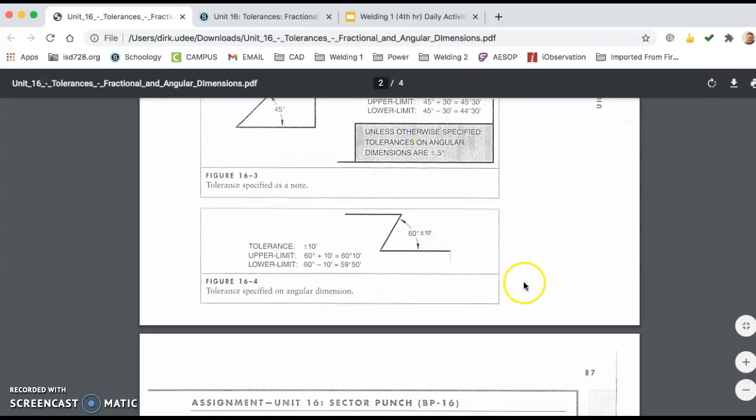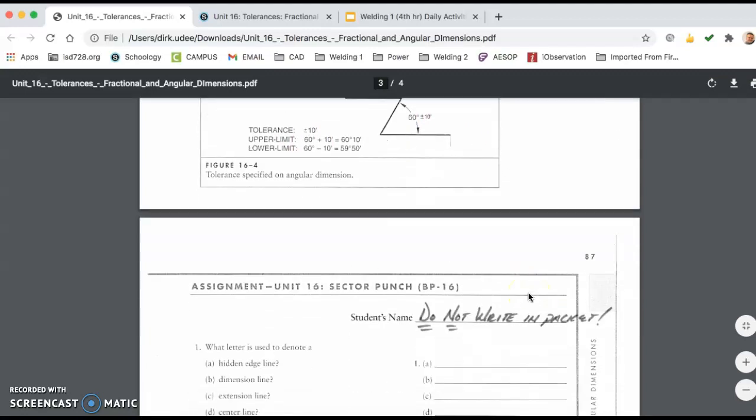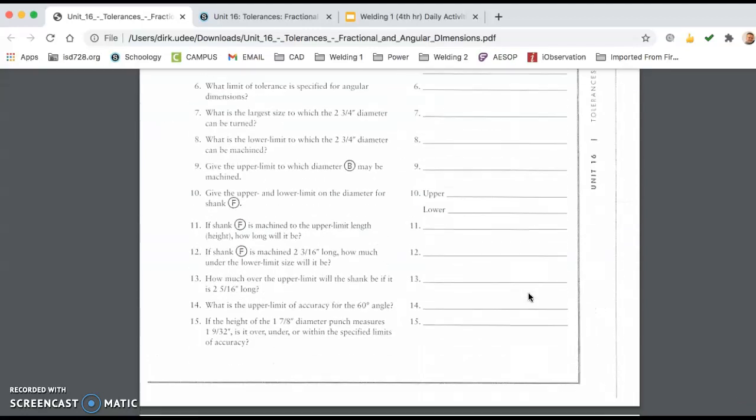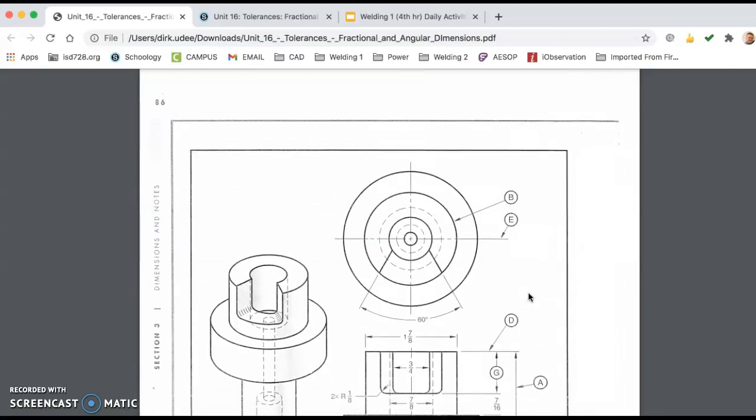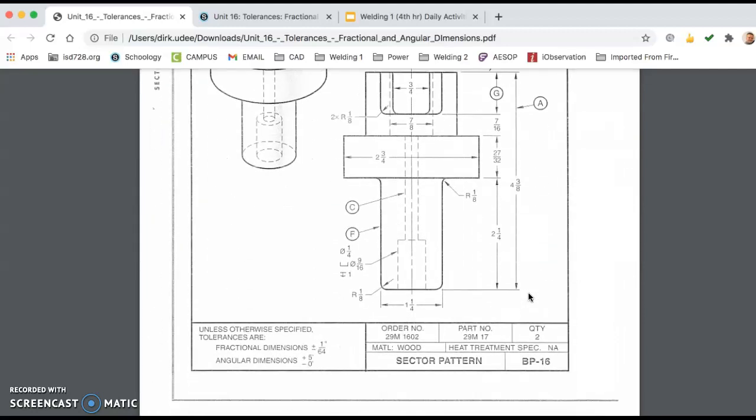But this gives you an idea of how to use this. So what you're doing here, and I'm going to pull up the blueprint as I scroll through the old work, is this is going to be the part called the sector pattern. Blueprint number 16. It is made out of wood. Order number, part number, I need 2 total.